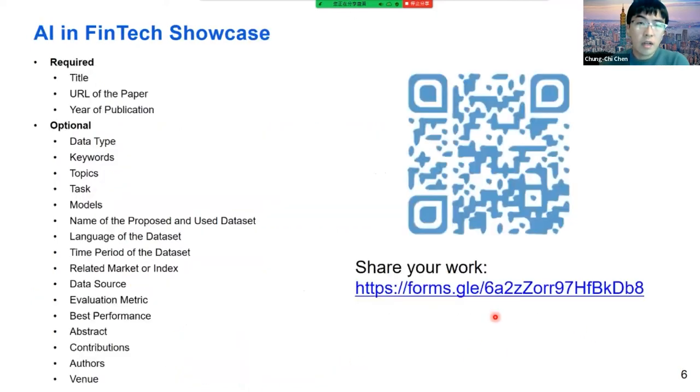And here I want to highlight the new idea this year. We prepared a showcase for AI in FinTech papers. You can share your paper in this form, and we will provide an overview every year. This year we will share the overview in FinNLP at EMNLP. Let me show you the form we prepared.